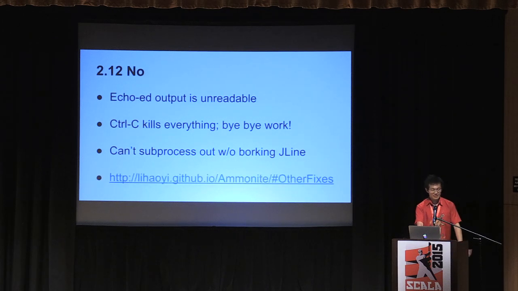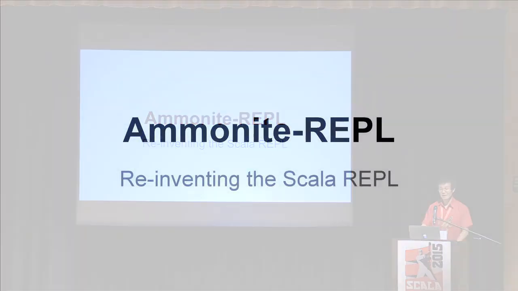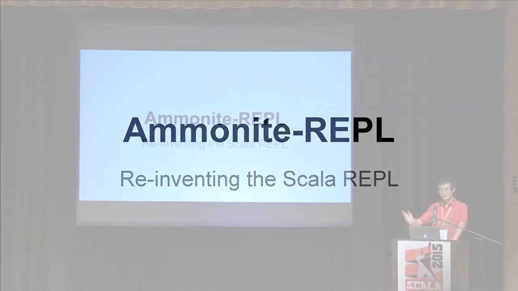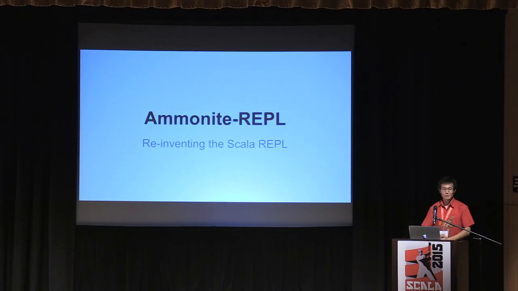So one interesting thing about this is that none of these problems are really problems with Ammonite-Ops. They're mostly REPL problems. In fact, they're all REPL problems. So what if we wrote our own REPL? Writing a REPL turns out to actually not be that difficult. People have written websites like Simply Scala and Try Scala, where you can go and try Scala online.